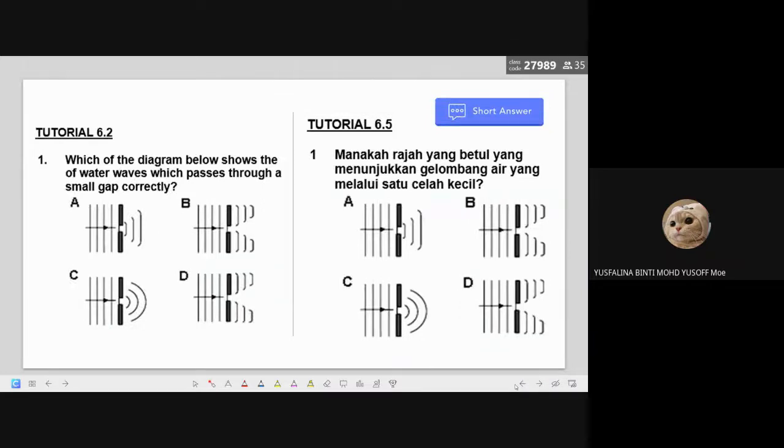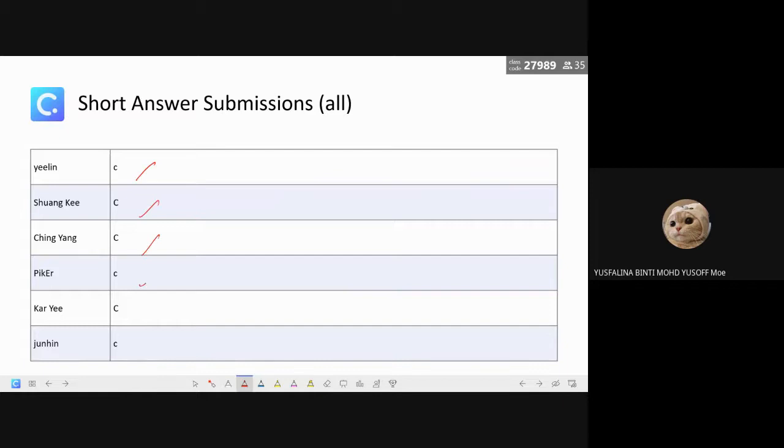Which of the diagrams below shows the water wave which passes through a small gap correctly? So of course the answer is C. It will produce the circular wave. Very good.